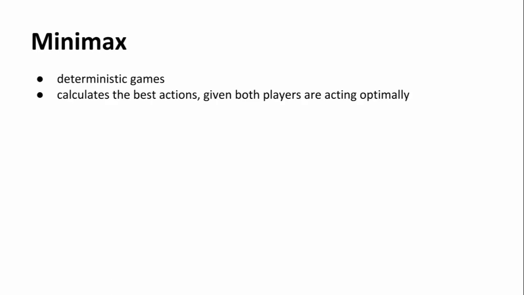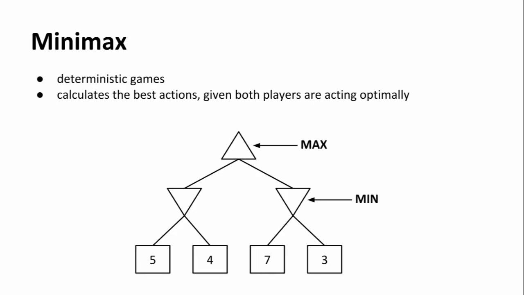Okay, so let's start off by talking about the Minimax algorithm. You want to use the Minimax algorithm in cases where the games are deterministic. In other words, if you take an action, the action will complete with 100% probability, right? And the goal of Minimax is to calculate the best set of actions given that both players are acting optimally. So typically a Minimax tree will look like this picture that I have below, where you have some maximizer nodes, which are represented as upward pointing triangles, some minimizer nodes, which are represented as downward pointing triangles, and some leaf nodes, which are represented as squares.